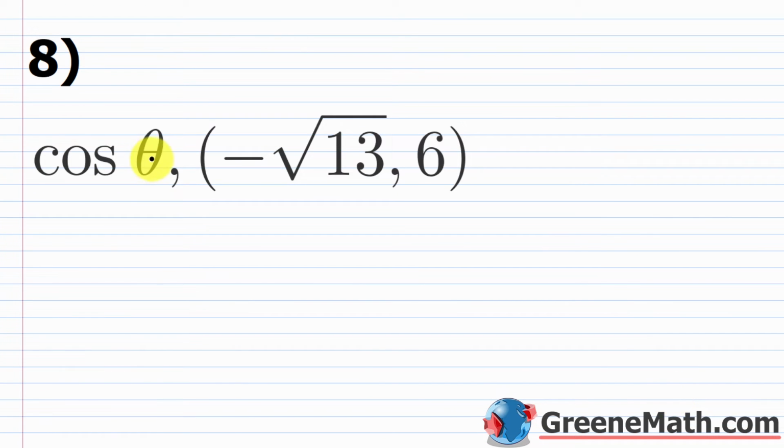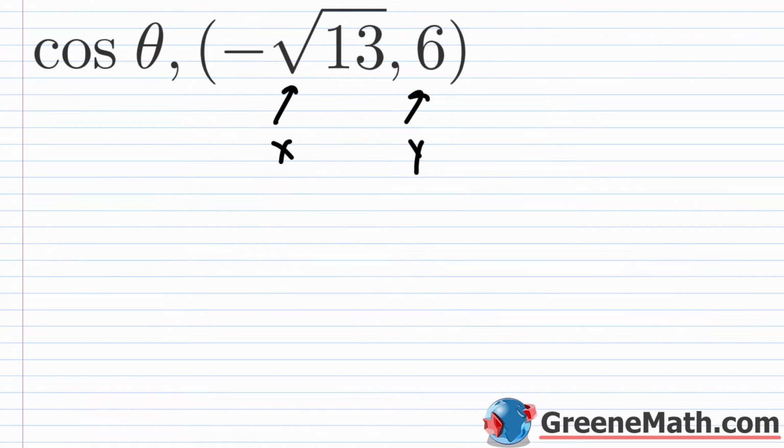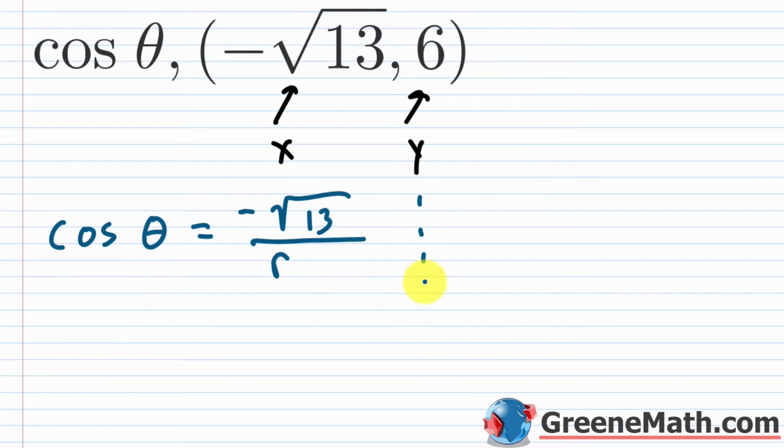So now we want to find the cosine of theta, given that we have this point where the x value is negative square root of 13, and the y value is going to be 6. So let's just go ahead and say that the cosine of theta is going to be equal to, again, the x value over the r value. We already know that the x value is the negative of the square root of 13. So what's the r value going to be? Again, for the r value, it's equal to the square root of x squared plus y squared.